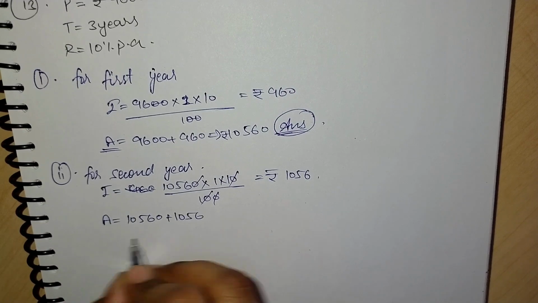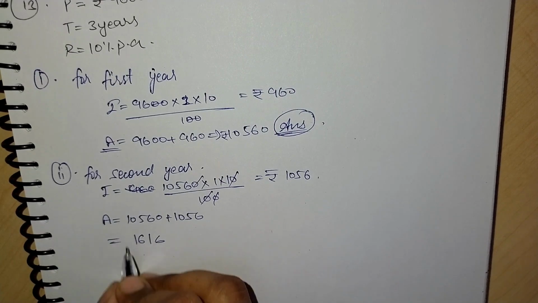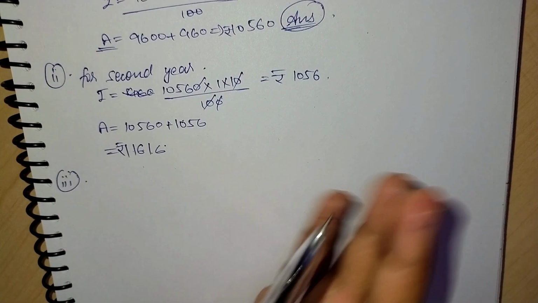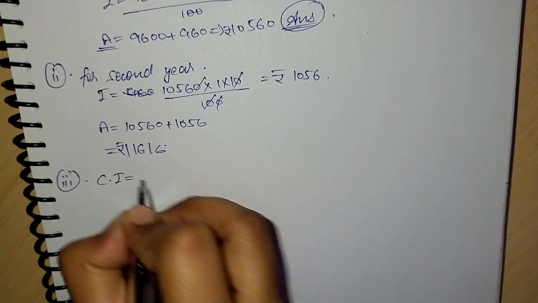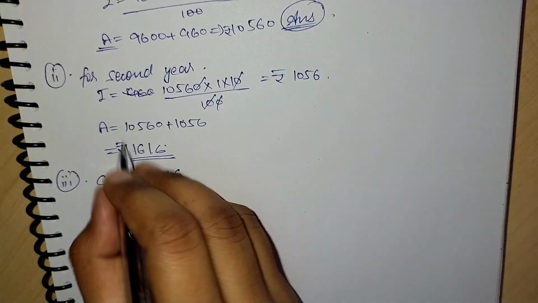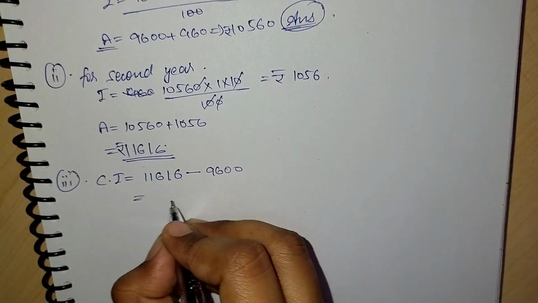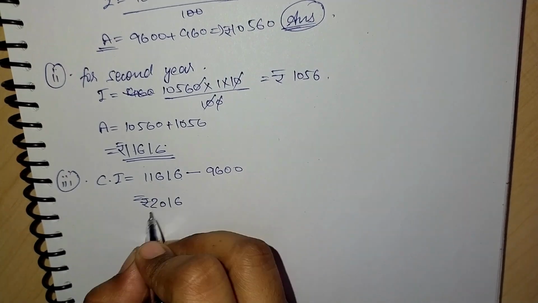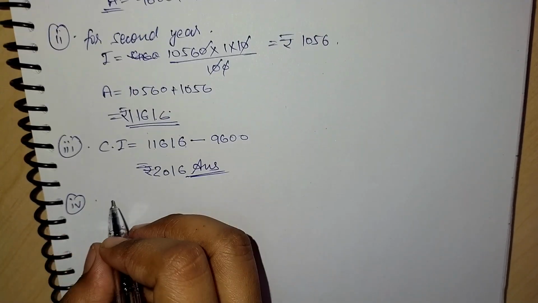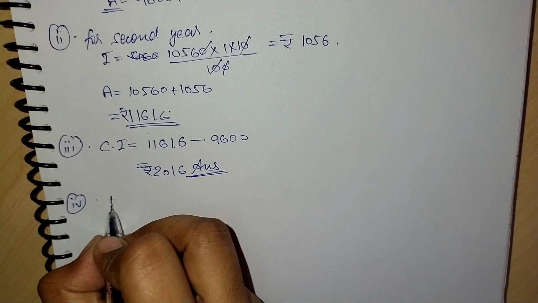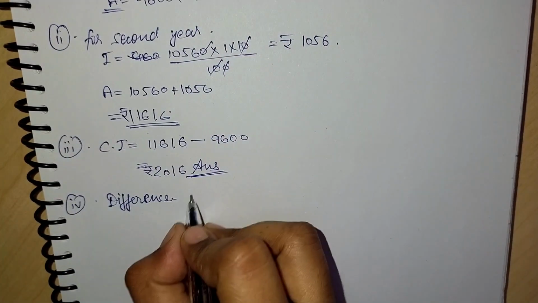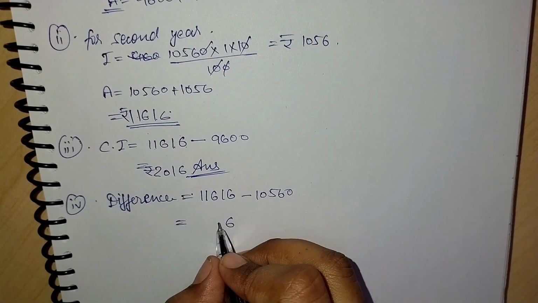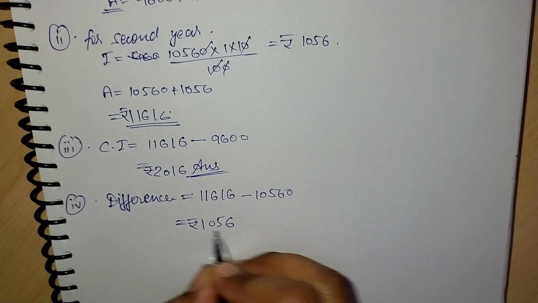11,616. Now the third part is find the compound interest earned in 2 years. So we will find the compound interest by subtracting the amount minus the principal amount. So here we will get on subtracting rupees 2,016. Now the fourth part is find the difference between the answers in second and first and then find the interest on this sum for 1 year. So we'll find the difference between 11,616 minus 10,560. So we will get 1,056.